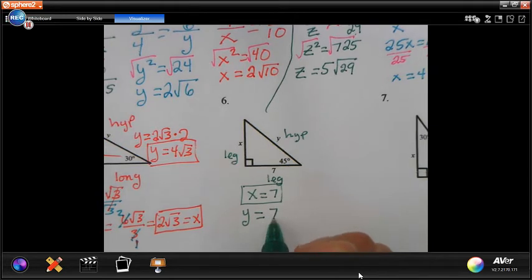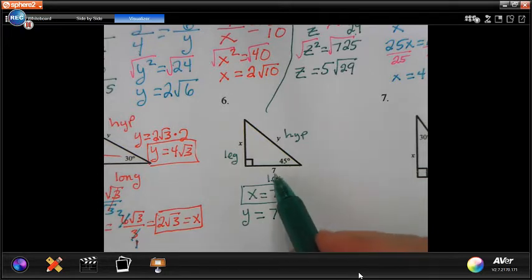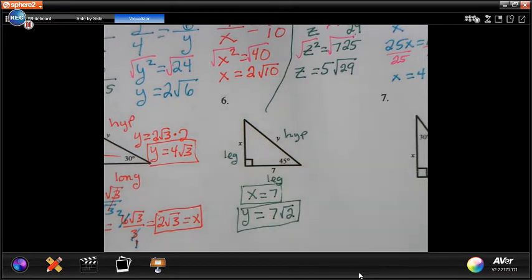So in this case, 7. I could put x, but then x is 7. So you might as well just put 7. So 7 and then radical 2. And we're done with that problem because we can't multiply 7 and radical 2. It's a whole number and a radical. They don't mix. So they get written next to each other. We found x and y really quick.